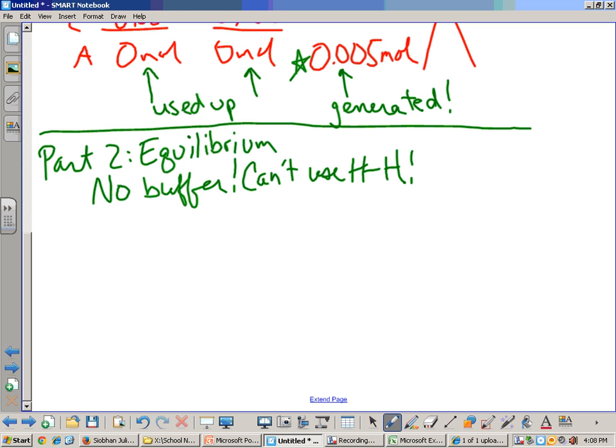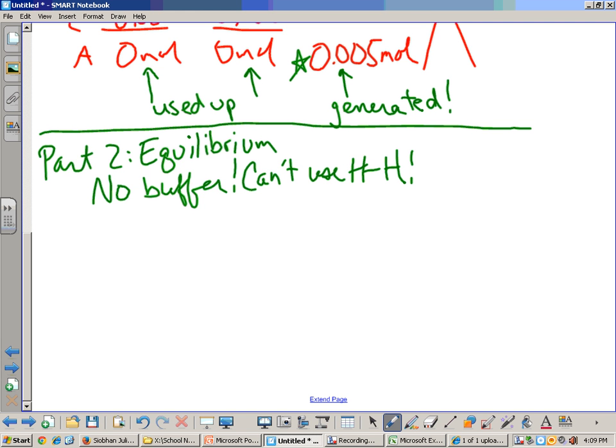The only thing we have is the weak base. We do not have any weak acid. We used all of it up. You cannot use the Henderson-Hasselbalch equation to solve for pH here. You are missing one of the major components necessary.